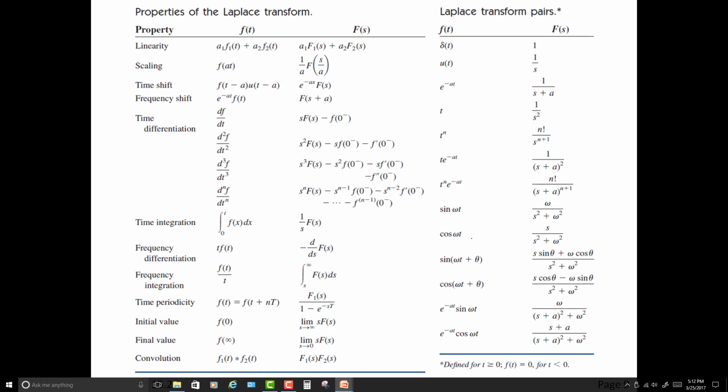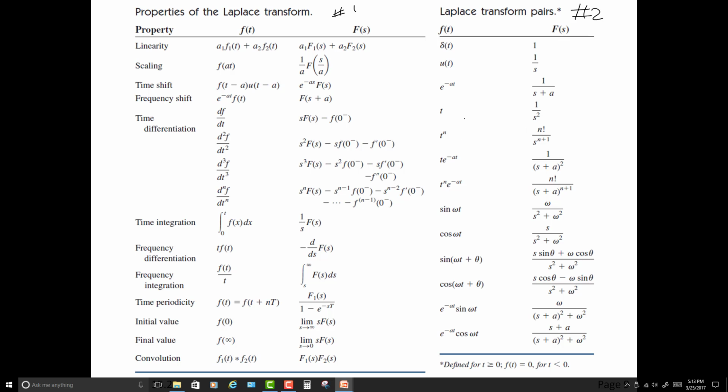I put this chart in, which is straight out of the text. It shows properties of the Laplace transform as well as the Laplace transform pairs, and we're going to be referring to these in the next lecture. These are actually two tables. This one here is called Table 1, and this is Table 2.